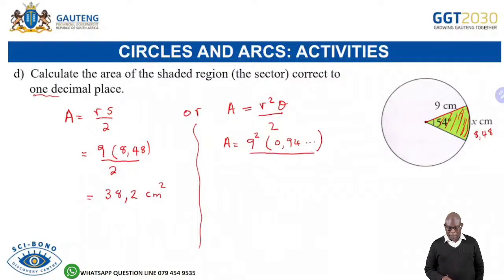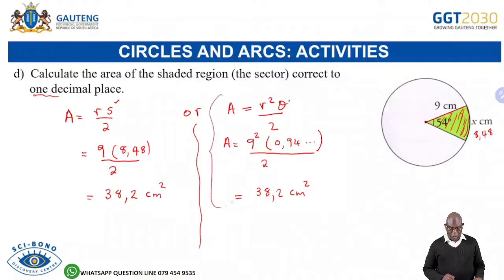So that I get approximately the same answer that I got there. So if I multiply all this, I get 38,2 square centimeters. Okay, so if I don't have the S, then I'm going to use the formula which has an angle. Otherwise, you're either going to be given the angle, or you're going to be given the arc length, or maybe in the previous question you will have calculated the arc length. You can use that arc length there.